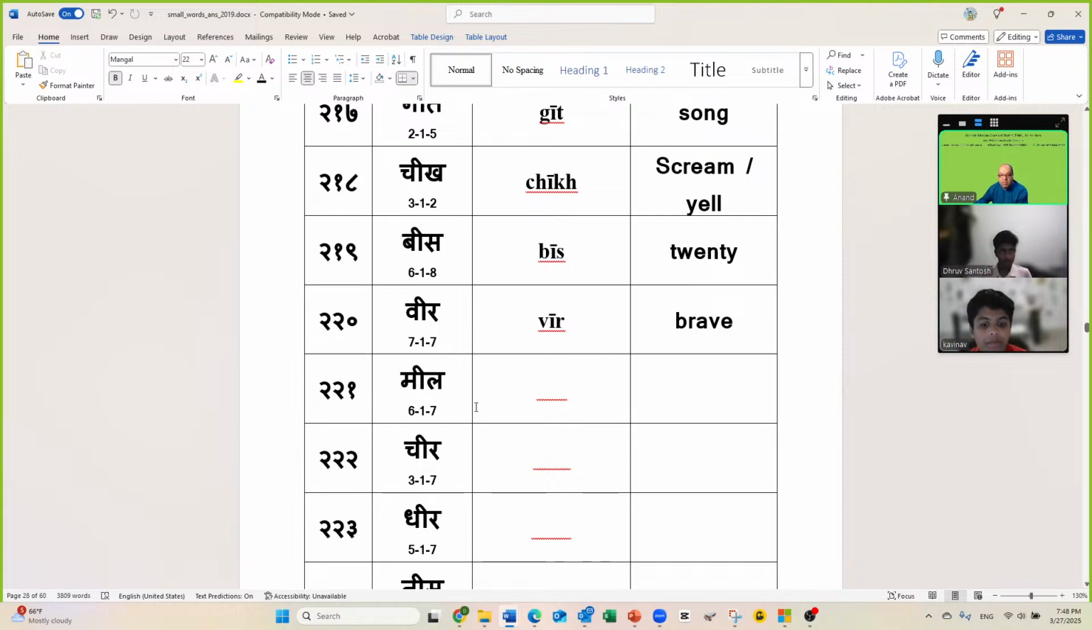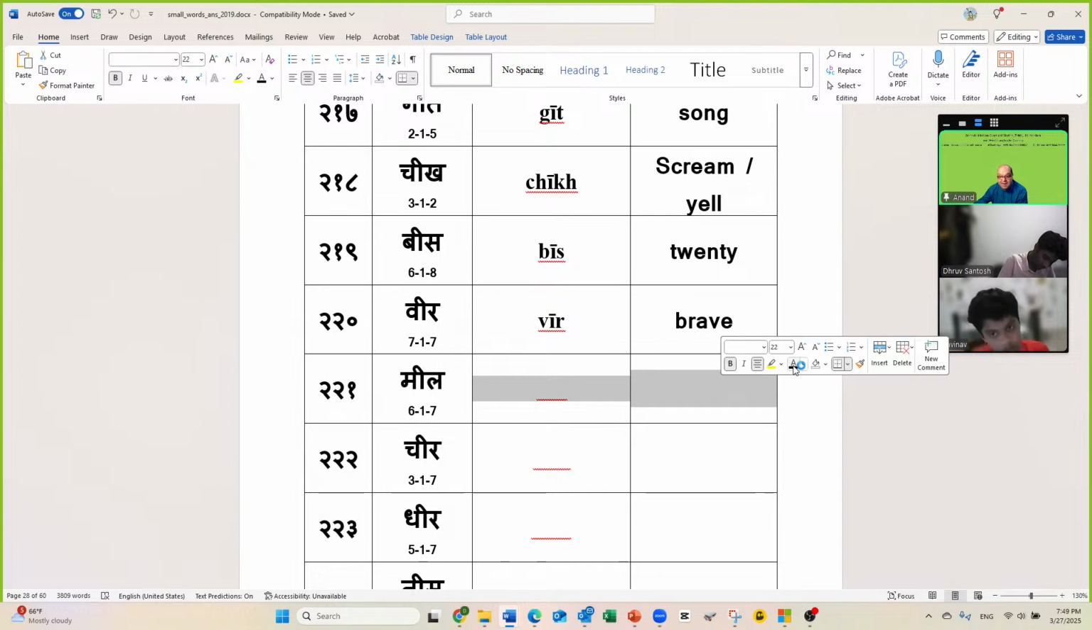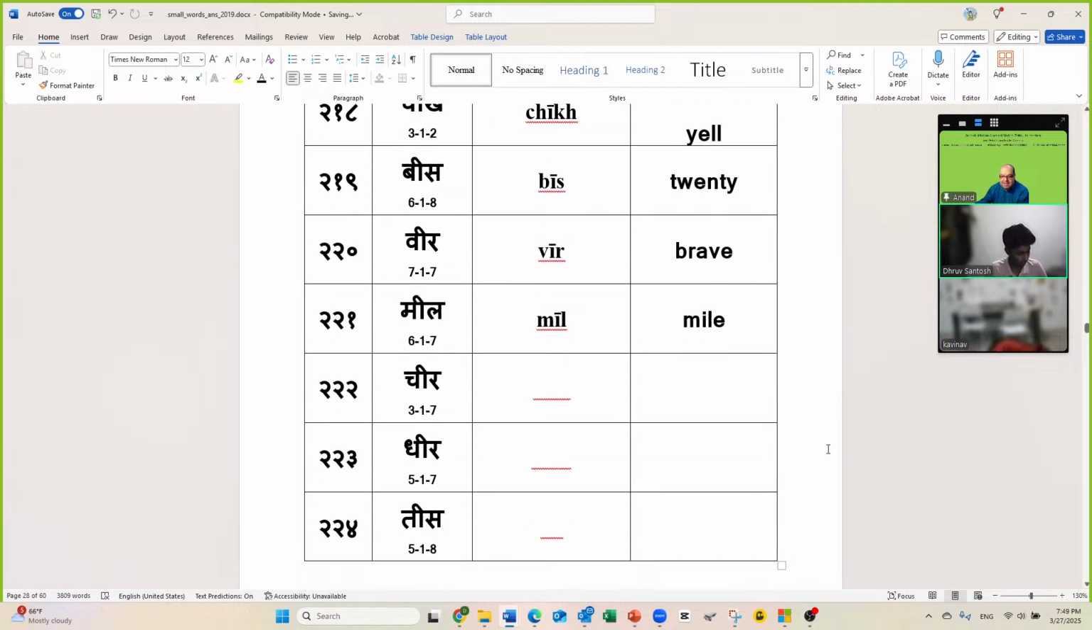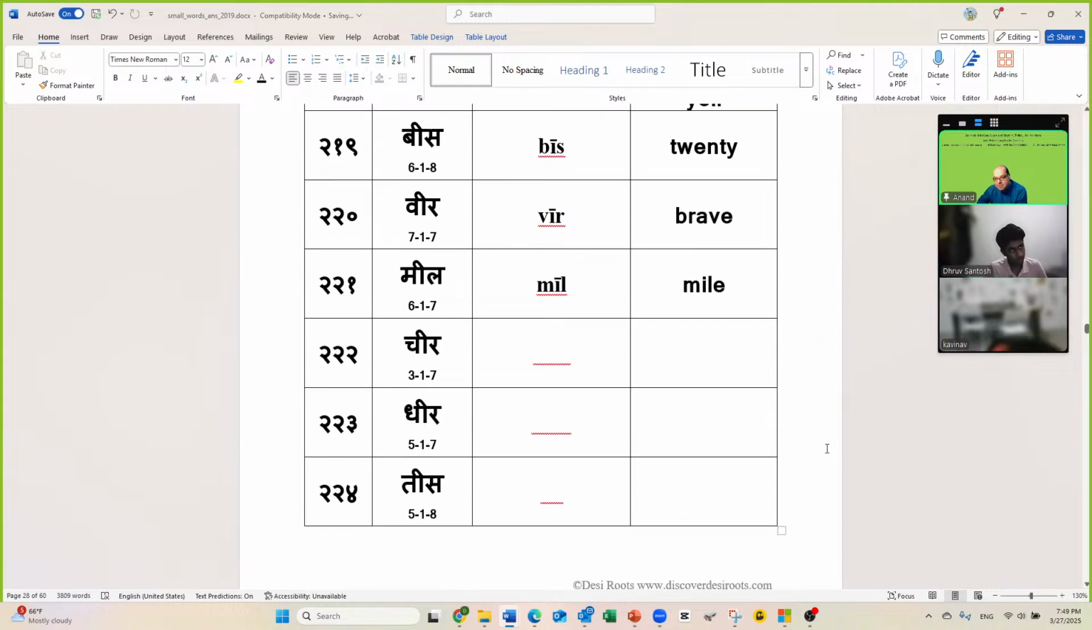Okay, Dhruv, give me the next word. I got a question. Yes, go ahead. Does this mean 30? Yes, it means 30. Oh wait, so this is Meel. Meel. What is a Meel? It is not a meal which you eat. It's simply mile.